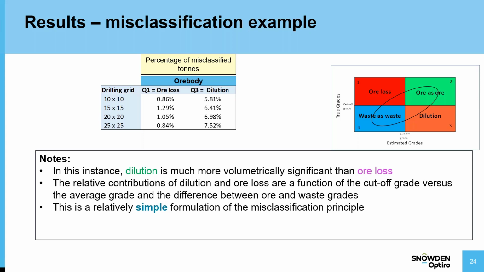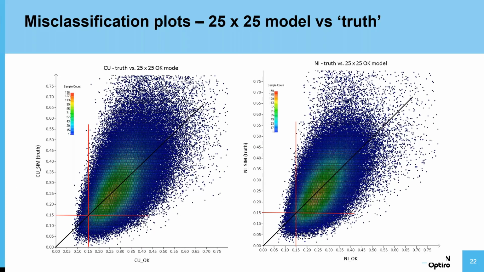As we increase the spacing, you can see that it increases, but maybe not as much as you would imagine. In this case, as you can see from there as well, the dilution quadrant is a lot more significant than the ore loss quadrant.